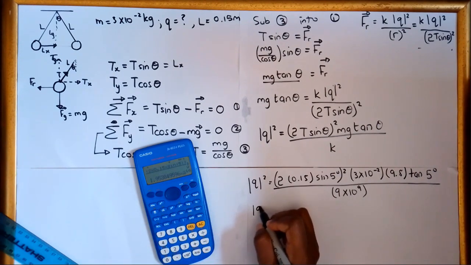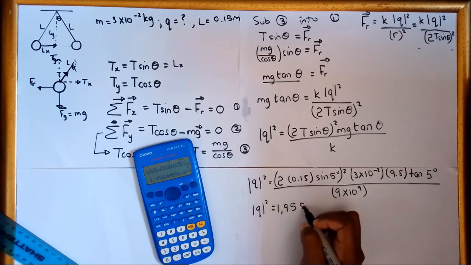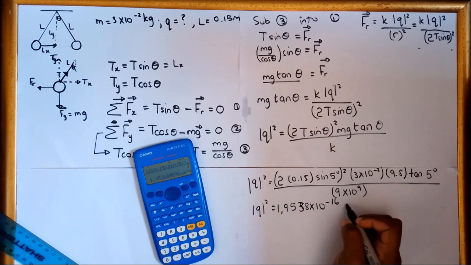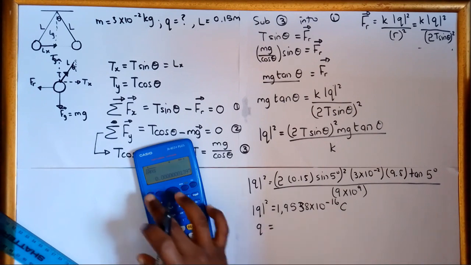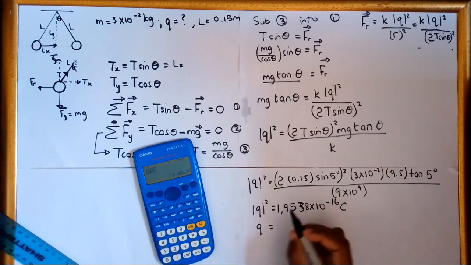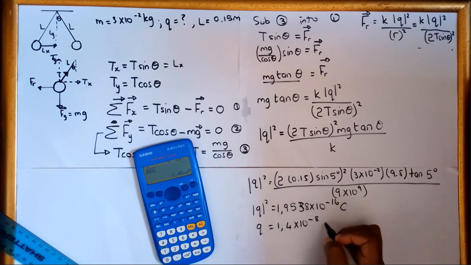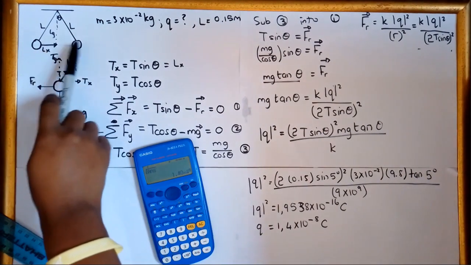That gives us a value. So the Q squared value is 1,9538 times 10 to the power of minus 16 coulombs squared. Then Q is equal to, taking the square root of that, 1,4 times 10 to the power of minus 8 coulombs. That's our answer for this question. So this is the charge of each sphere, since the spheres are identical.